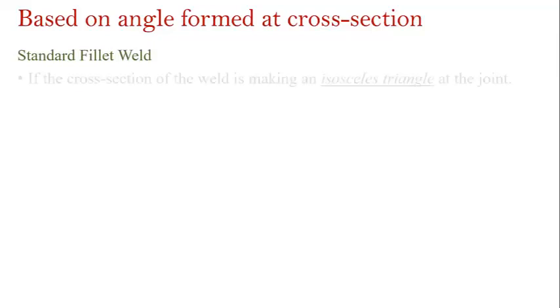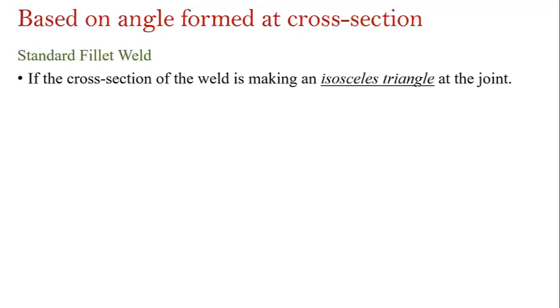Now, based on the angle formed at the cross section, we have different types of fillet welds. So the first one is the standard fillet weld. In standard fillet weld, what happens is if the cross section of the weld is making an isosceles triangle, remember, if the cross section of the weld is making an isosceles triangle at the joint, then it is called a standard fillet weld.